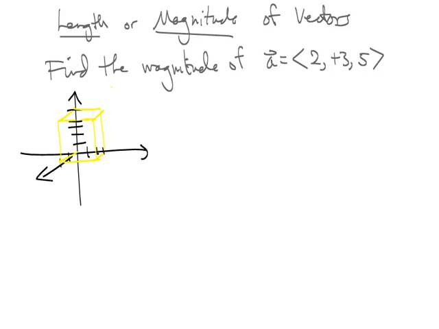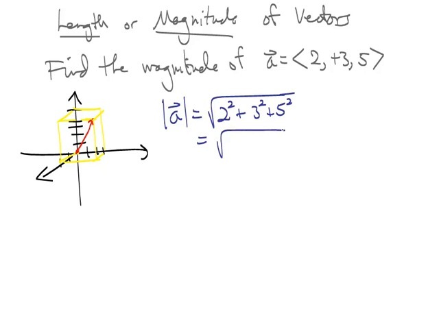So if we draw it as a position vector, in other words, starting at the origin, ending at the point 2, 3, 5, well, it's just the distance formula from the origin to 2, 3, 5. And so the magnitude of A, the notation we use is the absolute value symbol, is equal to the square root of the first component squared plus the second component squared plus the third component squared. So that is the square root of 4 plus 9 plus 25, which I believe is the square root of 38.